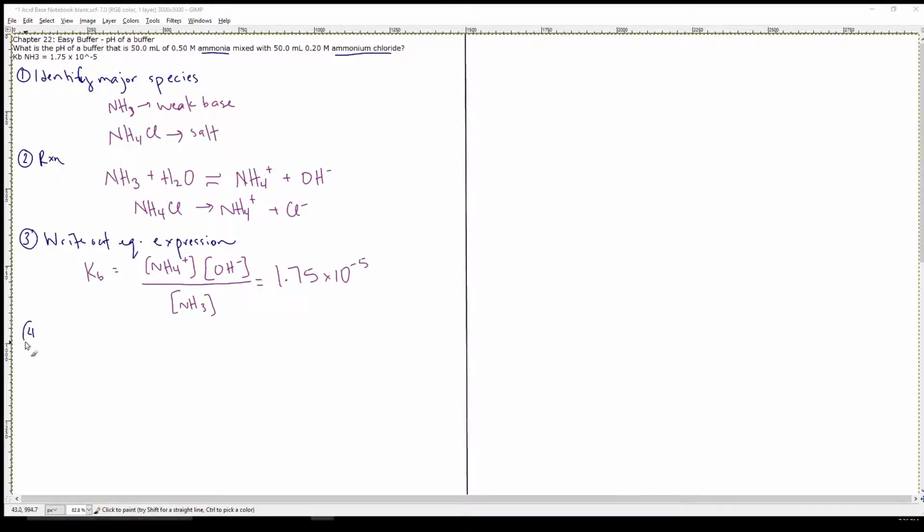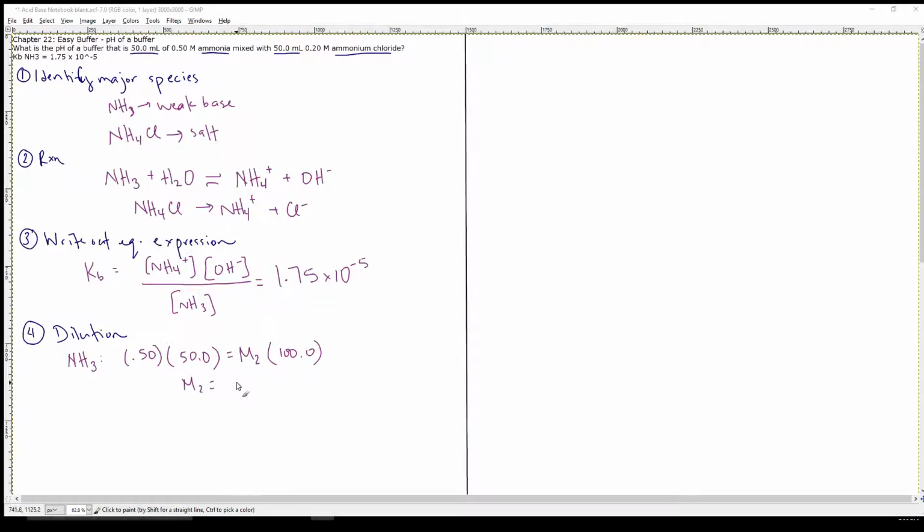Alright, step 4. What we need to check now is, has it been diluted? Because if so, we need to do a dilution. We are mixing 50 milliliters of one thing with 50 milliliters of another. So, yep, we need to do a dilution. So we'll have one for each substance. So here's our ammonia. It'll be 0.5 molarity times its initial volume of 50 milliliters is equal to M2 times its new volume. It got added together.